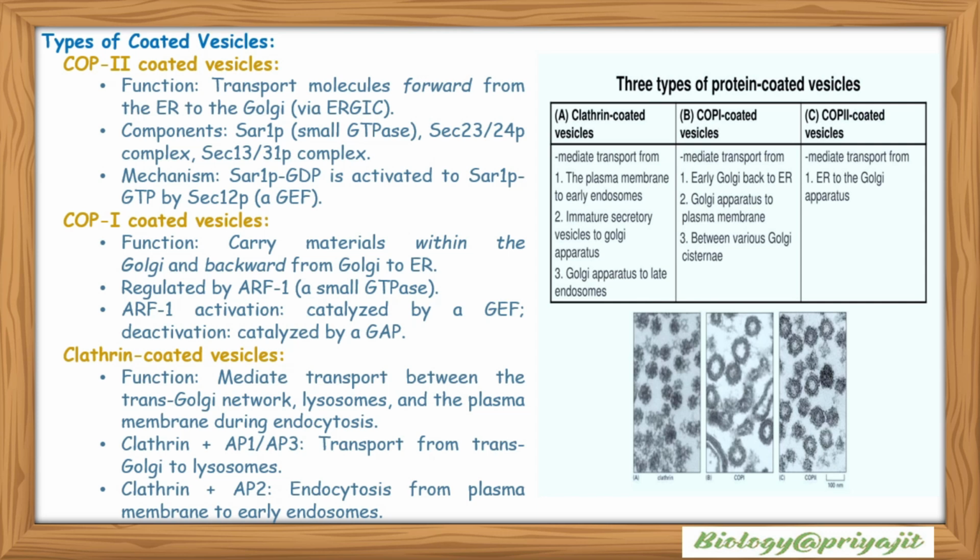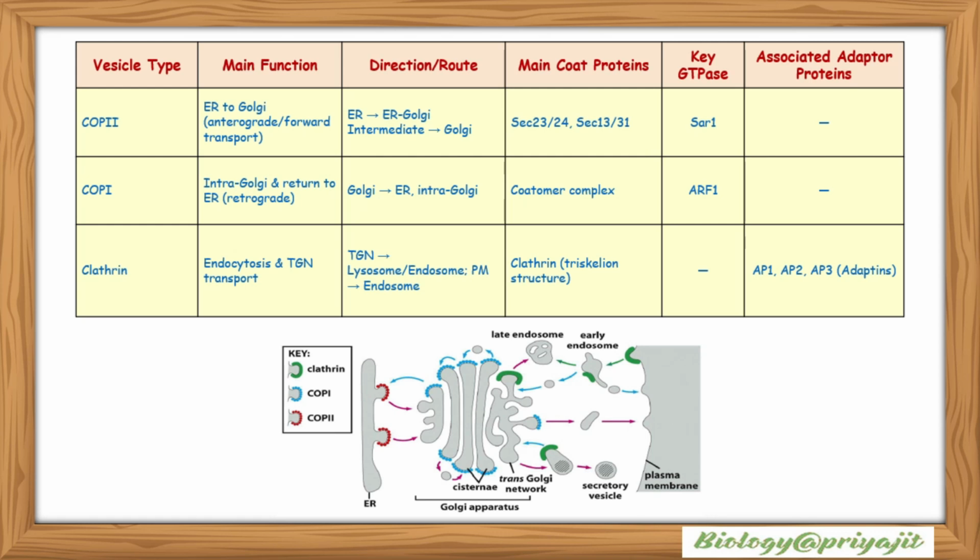It mediates transport between the trans-Golgi network, lysosomes and the plasma membrane during endocytosis. Clathrin plus adaptor protein 1 and adaptor protein 3 transport from trans-Golgi to lysosomes, and Clathrin with adaptor protein 2 mediates endocytosis from plasma membrane to early endosomes. This is the image showing the different types of vesicles, their main function, their direction, the main coat proteins, the key GTPase and the associated adapter proteins.